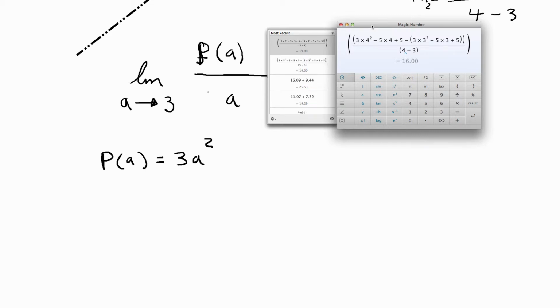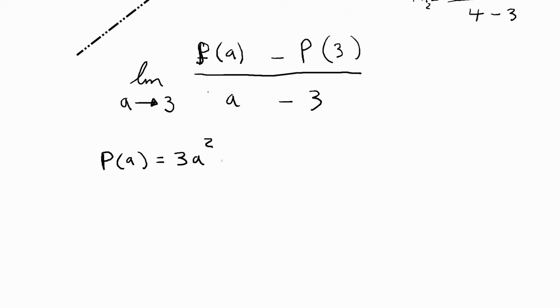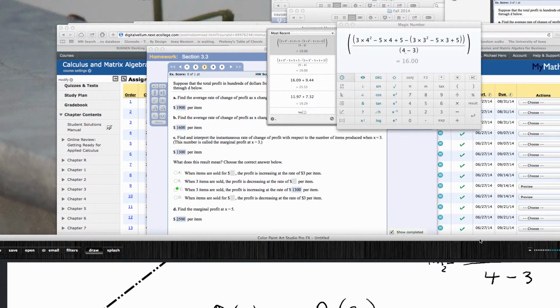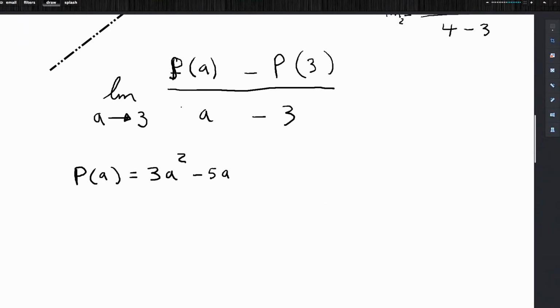Okay, so it's 3a squared minus, then I'm taking 5a. And then what am I doing here? Okay, I'm going to be adding 5. Right? And then I'm going to be subtracting. That's P of a. Well, let's see, what's P of 3?